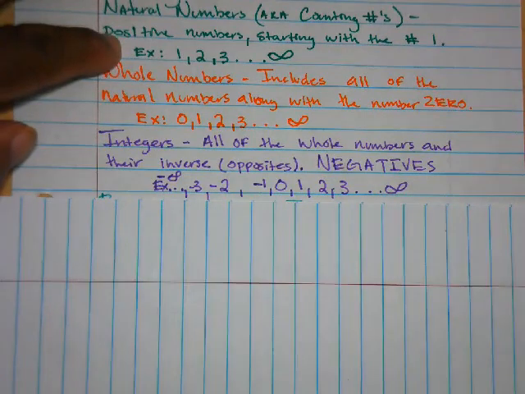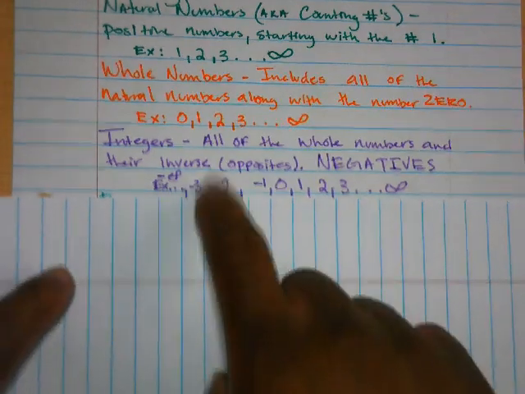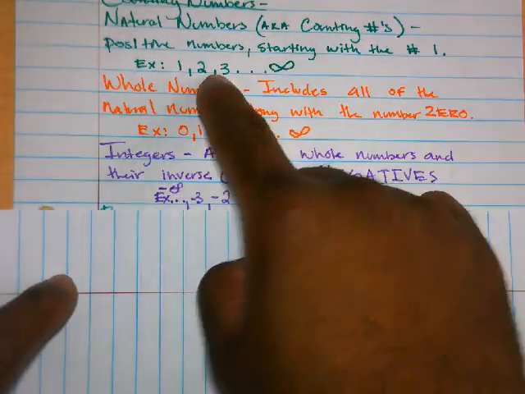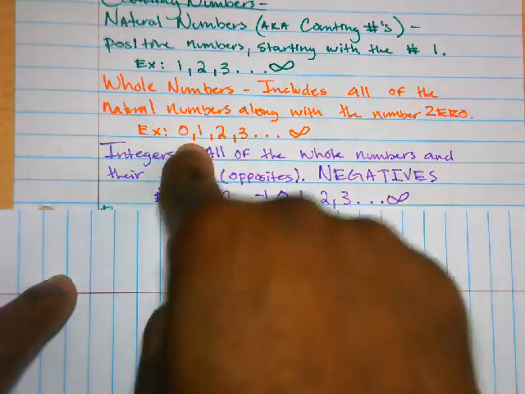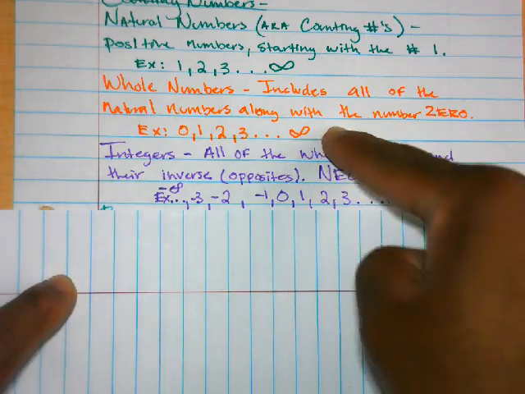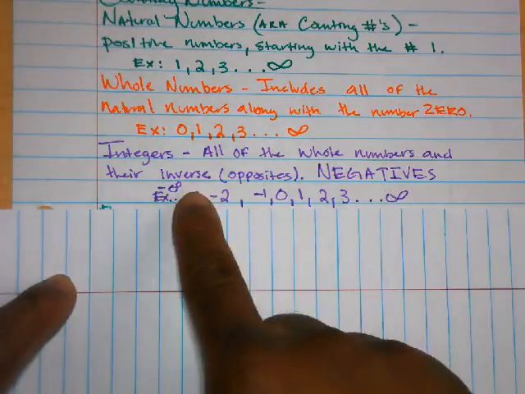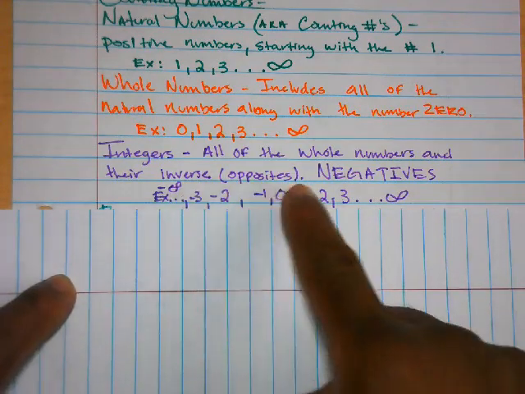The next set of numbers include all of the whole numbers. And remember, the whole numbers included the natural numbers as well. So we start with natural numbers, 1, 2, 3, all the way to positive infinity. And then we have the whole numbers, which start at 0, all the way to positive infinity. So integers include all of those numbers and their inverse. Inverse means they're opposites.